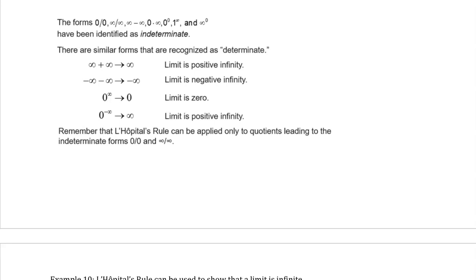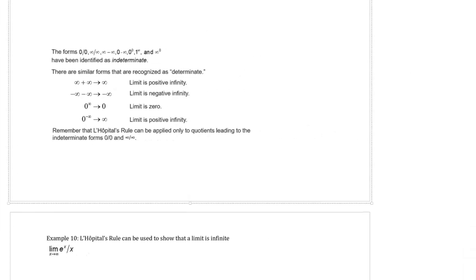So far, we've spent a lot of time talking about indeterminate forms, and we've seen several examples of them, but there are also determinate forms, which means that if you arrive at those forms, you are able to conclude what the limit is equal to. Here we have several examples of determinate forms, and they tell us what that limit is actually equal to. And we have another reminder that L'Hopital's rule can only be applied to quotients that lead us to an indeterminate form of 0 over 0, or any combination of positive or negative infinity divided by positive or negative infinity.